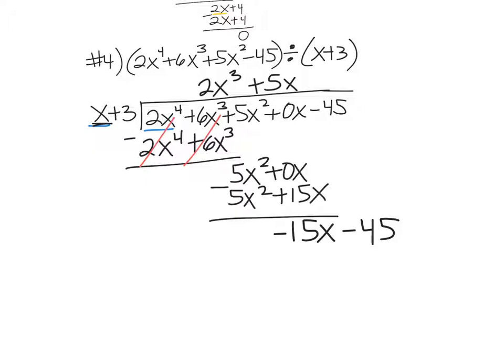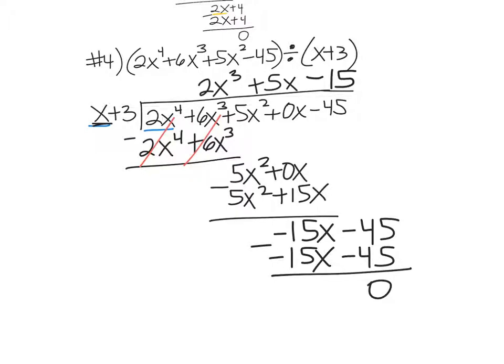What times x is negative 15x? Negative 15. Take that negative 15 and distribute it to both terms. So negative 15 times x is negative 15x. And negative 15 times 3 is negative 45. And when I subtract, I get a remainder of 0 again.